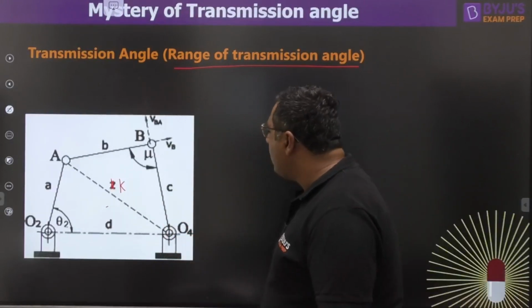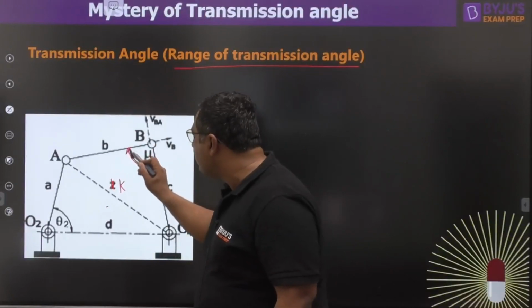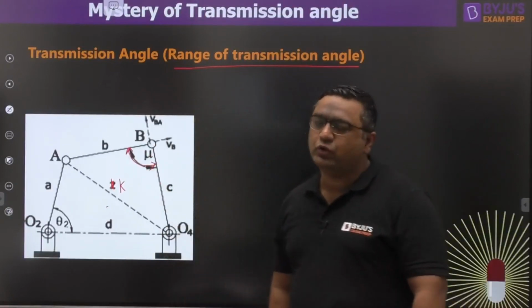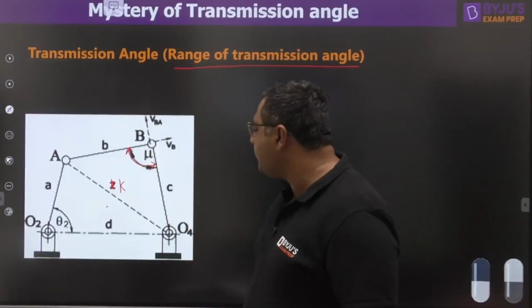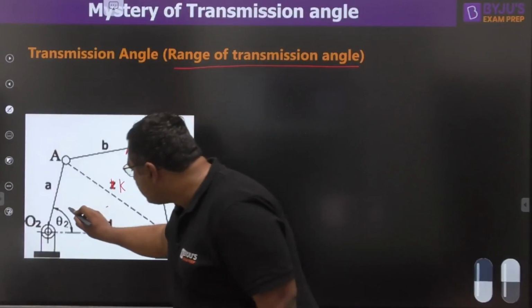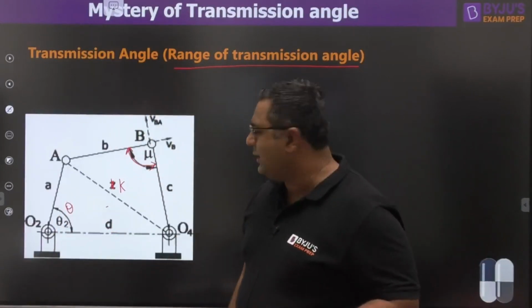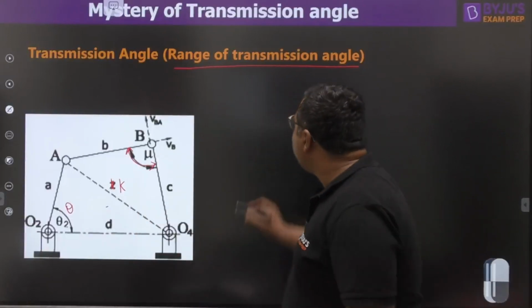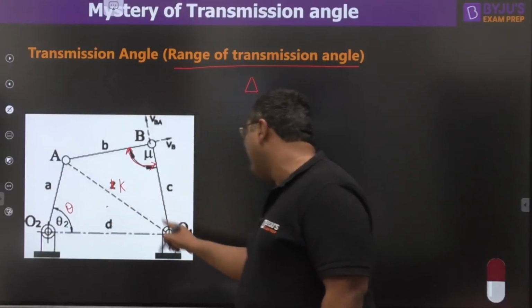So my dear, now we are going to talk about the transmission angle range mu, what will be the minimum and maximum value of mu. For that, let us solve two triangles which are present here. Let us assume this angle to be theta only, because there is only one angle. So why assume theta 2? It is theta, it is mu. I am going to consider the triangle O2AO4 first of all.